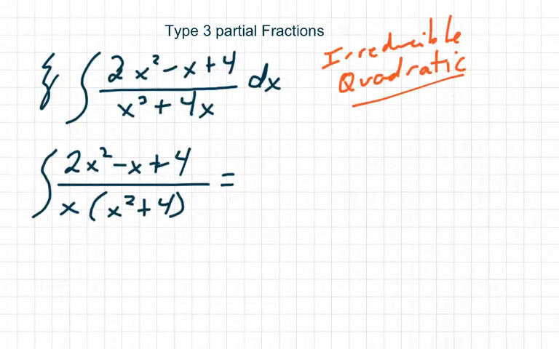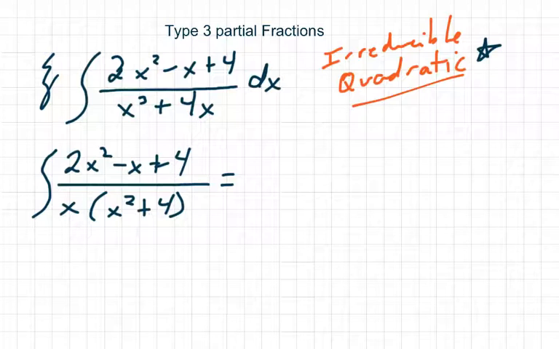Okay, ladies and gentlemen, here's the third type where it's got an irreducible quadratic. Now, I've got a question here of that's a binomial. It doesn't have to be a binomial. It could be a trinomial, could look like a trinomial difficult or a trinomial easy. Doesn't matter. But this is an irreducible quadratic because it's not a difference of squares, because it's a sum.